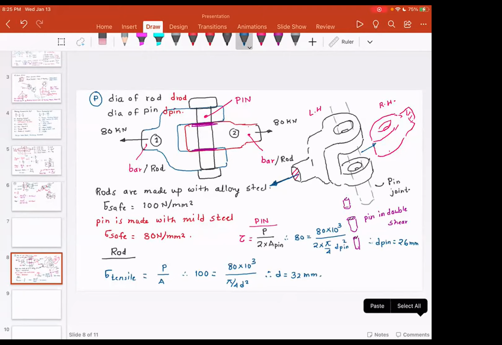So everyone understood that in this problem, what we have is shear stress and tensile stress. Any questions? If you have any questions, please type in the chat box or raise your hand and I would be happy to answer.